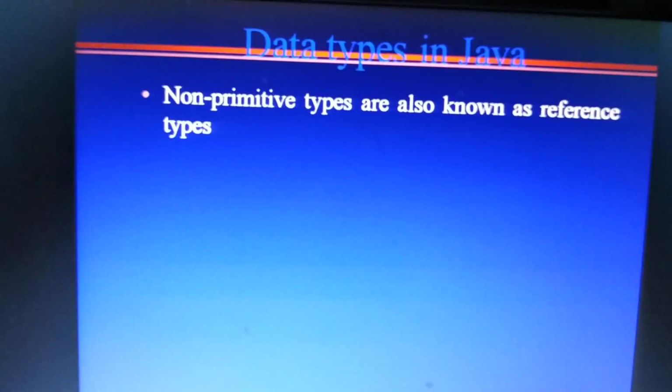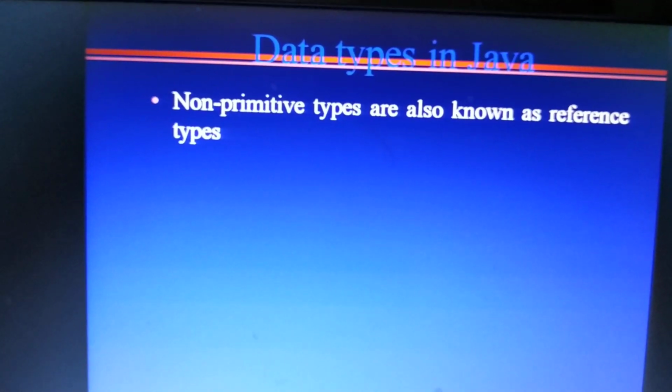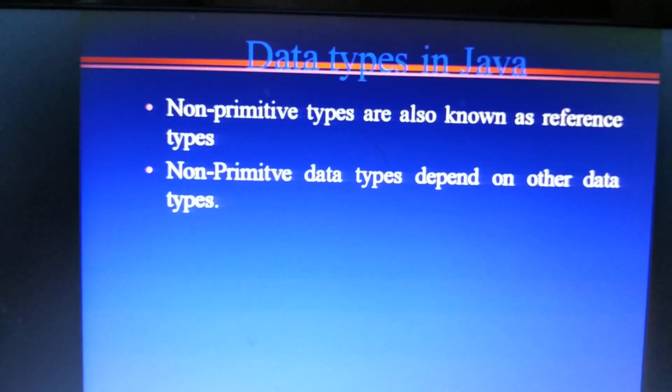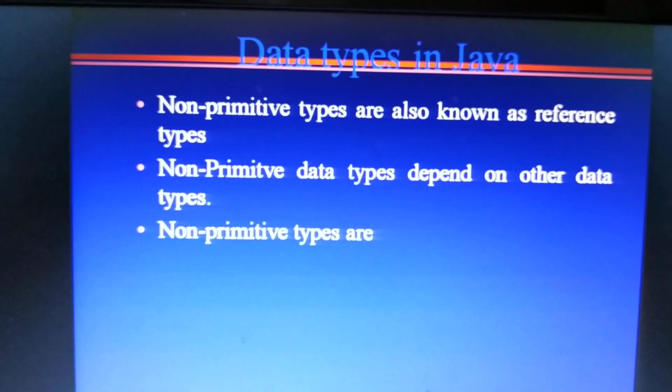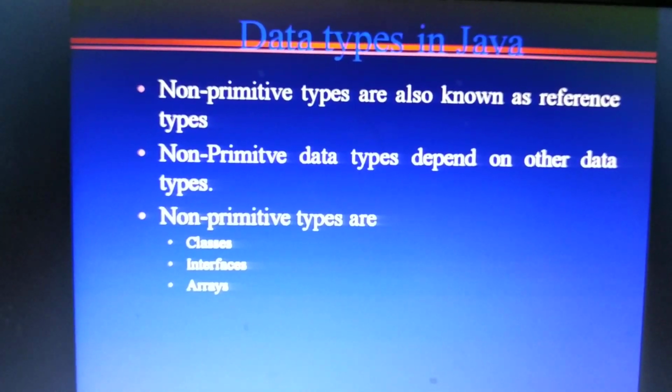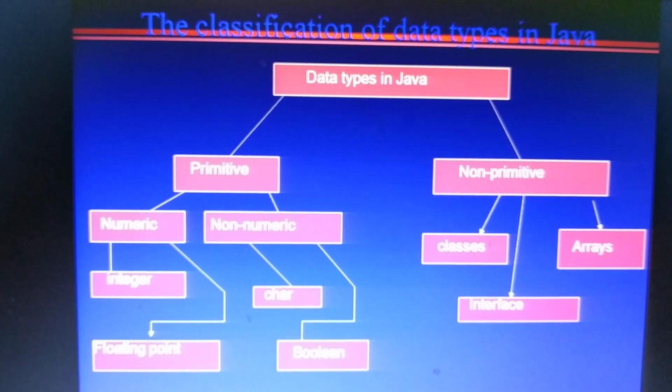The non-primitive data types are also known as reference data types because they are referred to by some other data items. They depend on other data types. Non-primitive data types are class, interface and array. So these are the non-primitive data types.